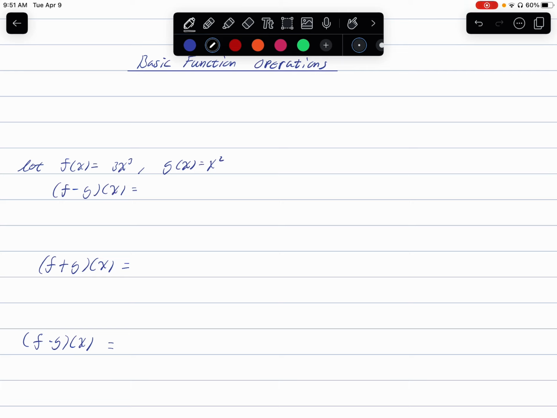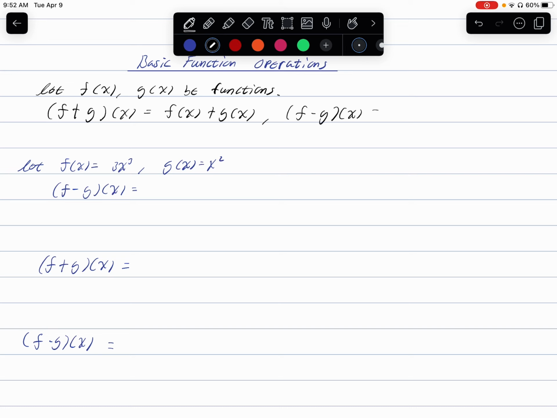If we have two functions, let's say we have f of x. So let's let f of x and g of x be functions. Then if we have f plus g of x, this is equal to f of x plus g of x. If we have f minus g of x, this is equal to f of x minus g of x. So this is exactly how you think it would be.